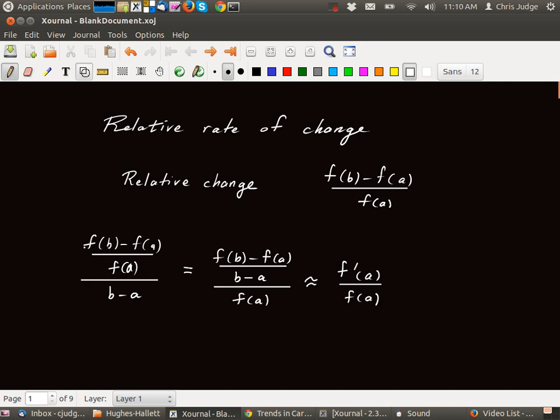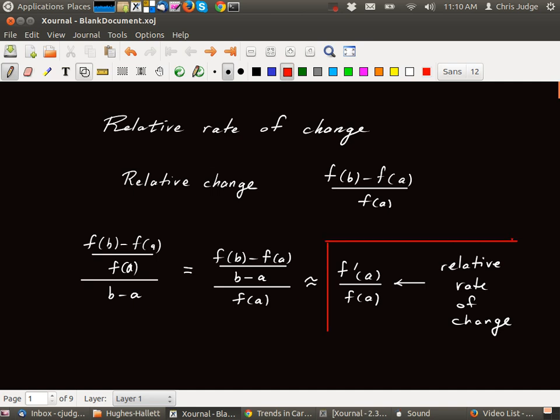It turns out that if we want to take the average rate of relative change, in the limit as b gets closer to a, this quantity, which we'll call the relative rate of change. Okay, so that's what we have to remember here.